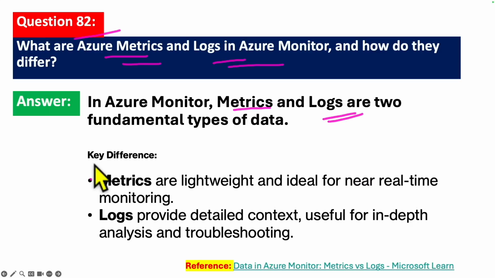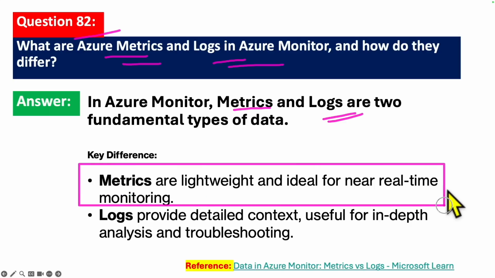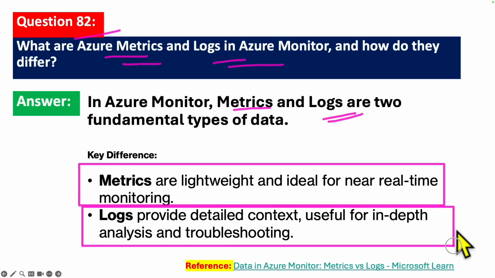How do they differ? First, let's look into the metrics. Metrics are lightweight and ideal for near real-time monitoring, because metrics are numerical values that represent system performance and are collected at regular intervals. They provide a lightweight way to monitor the status of resources in near real time. Examples of metrics are CPU utilization, disk I/O, and memory usage, and this helps in capacity planning and trend analysis. The second type is called logs.